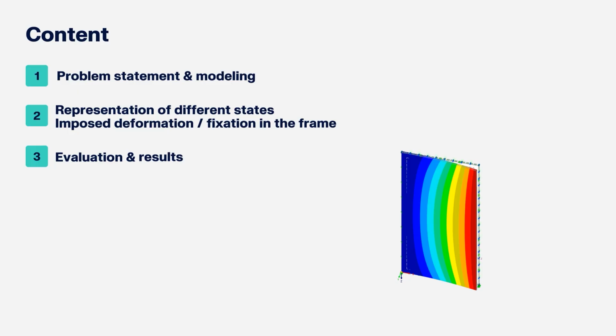We want to take a look at this content in three parts. In the first part, we want to look at the modeling of the basic system. In the second part, we want to take a look at the modeling of this bending process in addition with the add-on Construction Stages. And in the last part, we want to take a look at the results.